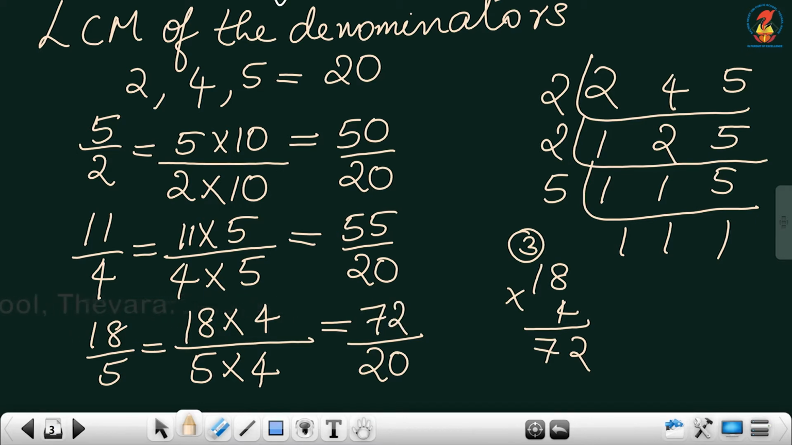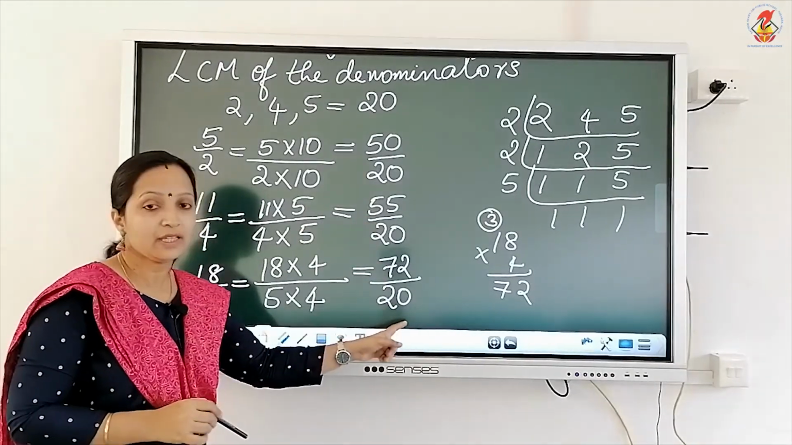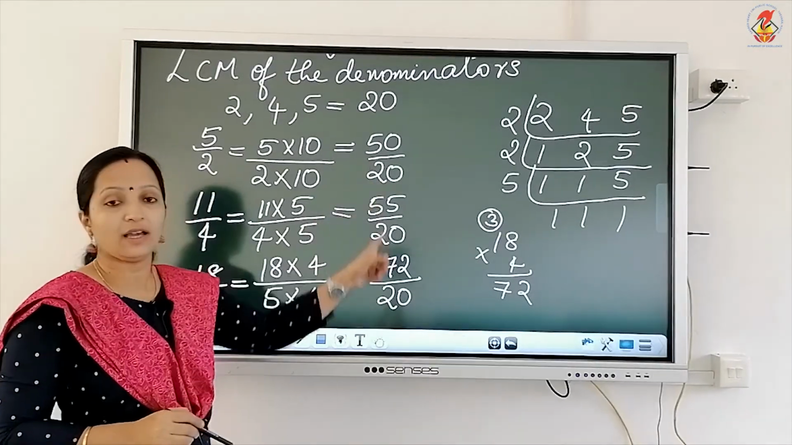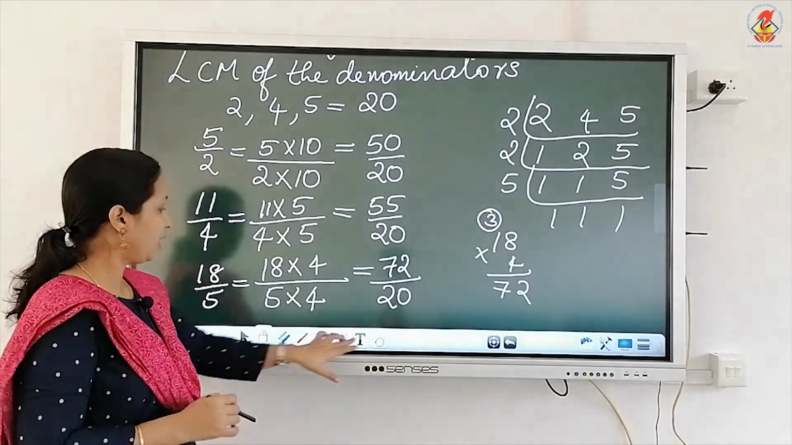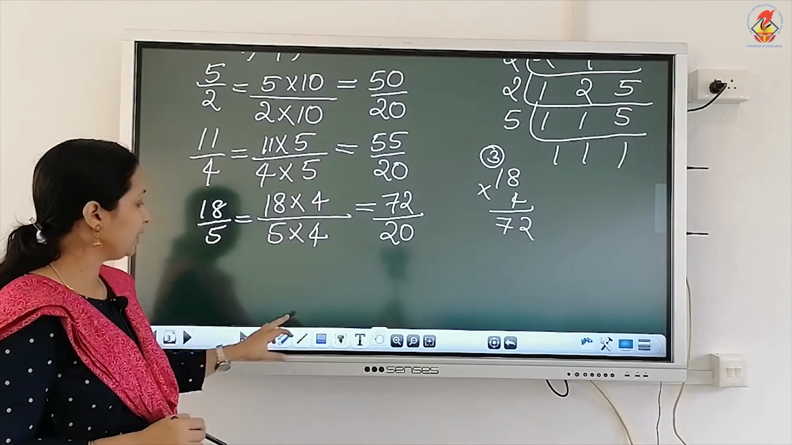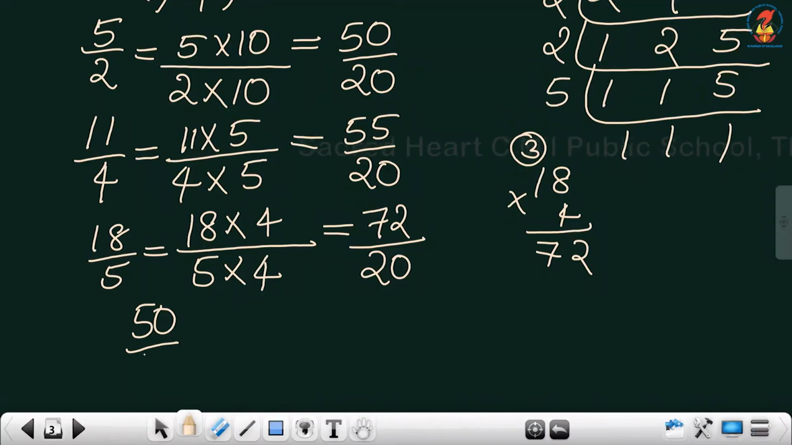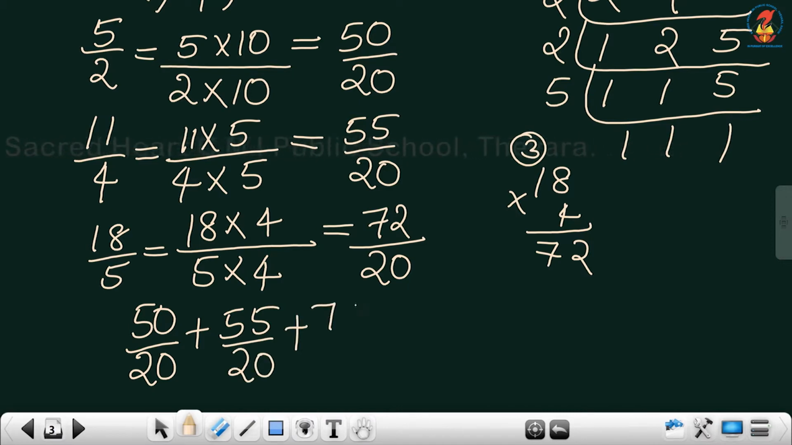So we found the equivalent fractions of our question, and we can see that all the fractions have the same denominator. That means they are like fractions. How will we add like fractions? If the denominators are same, you need to add only the numerator. So add 50 by 20 plus 55 by 20 plus 72 by 20. Add everything, 50 plus 55 plus 72.